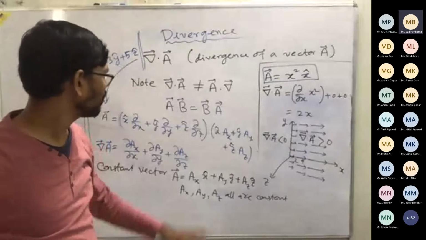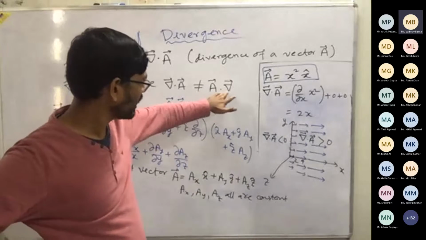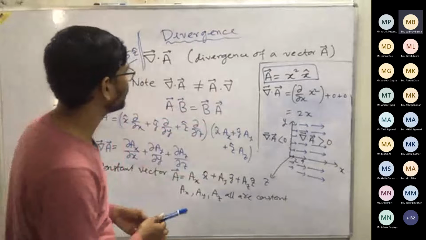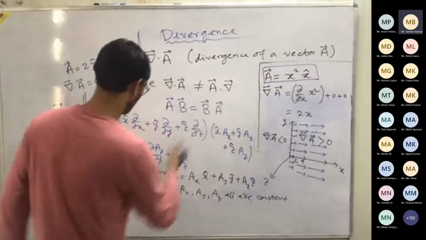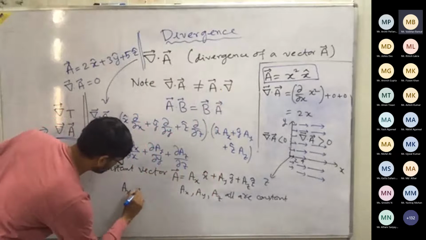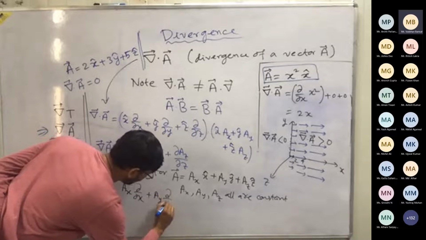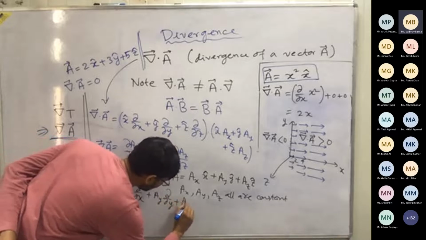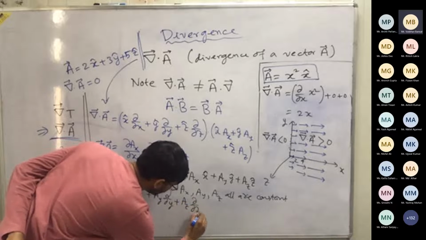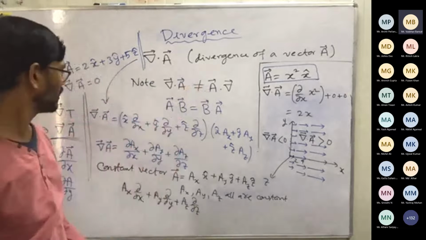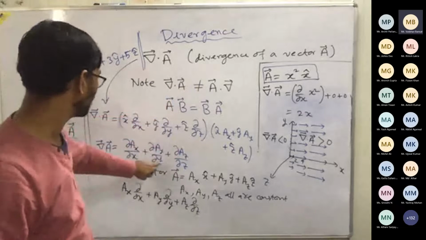Okay, sir. Still an operator. This one is equal to ax del del x plus ay del del y plus az del del z. Okay. This right hand side. But left side is this one. Okay, this one.